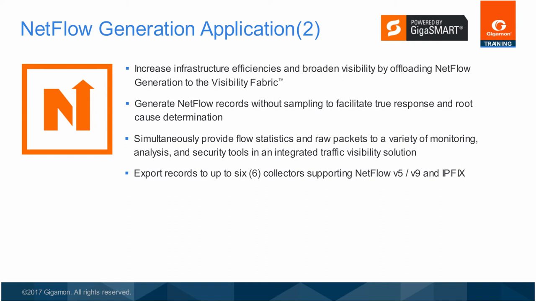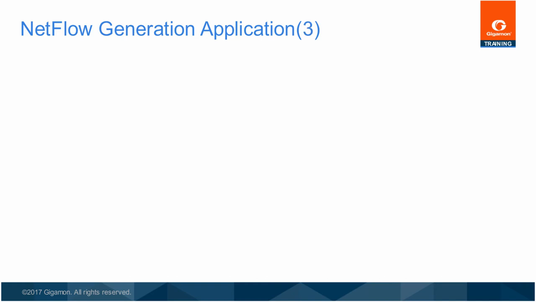Create additional GigaSMART operations to filter and report on other traffic and send those flow summaries to the same or other destinations as appropriate. GigaSMART capacity can be scaled to meet almost any NetFlow reporting requirement.